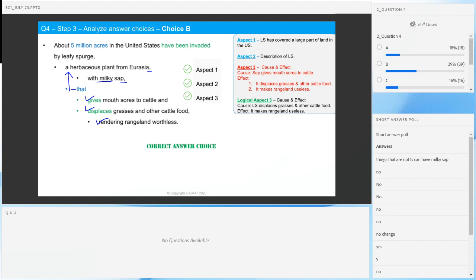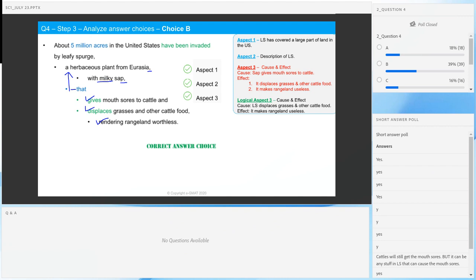Let me ask you this question. If the cattle eat leafy spurge, will they not get mouth sores? Yes or no? If the cattle eat leafy spurge, will they get mouth sores? Yes or no? Yes, right? Why? Because it is the leafy spurge that contains milky sap. It is not that they can lick the milky sap from somewhere else to have that mouth sore. If they eat leafy spurge, automatically they will get mouth sores because the leafy spurge contains the milky sap. So whether it is the leafy spurge that gives mouth sores or it is the milky sap inside the living leafy spurge that gives mouth sores means one and the same.